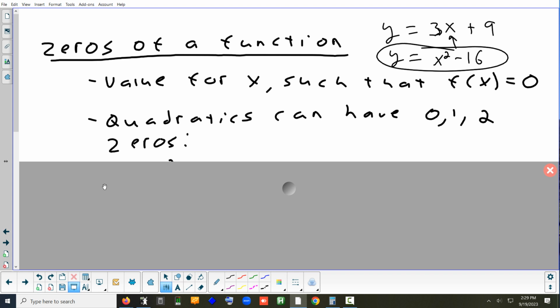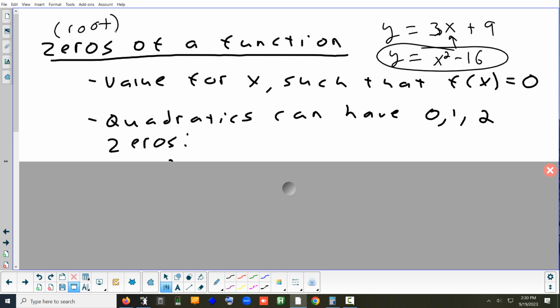Quadratics can either have 0, 1, or 2 zeros. Sometimes I call it a root, sometimes I call it a 0. It means the same thing. A root is a number you plug in and you get 0 as the answer. So how can quadratics have 0, 1, or 2?